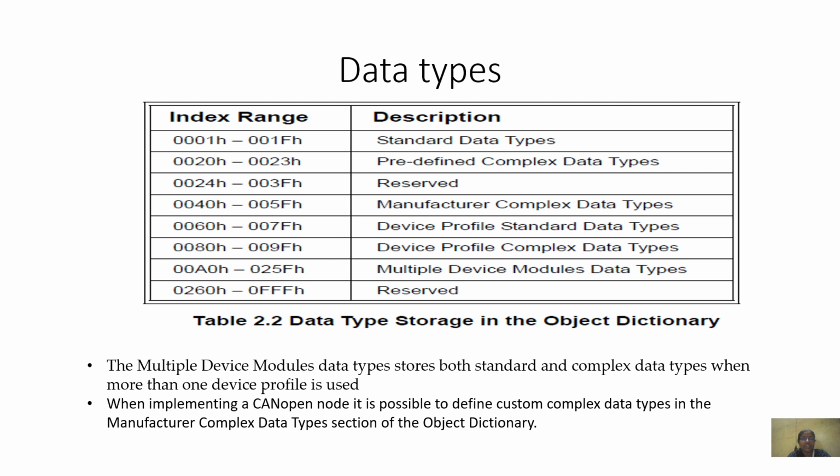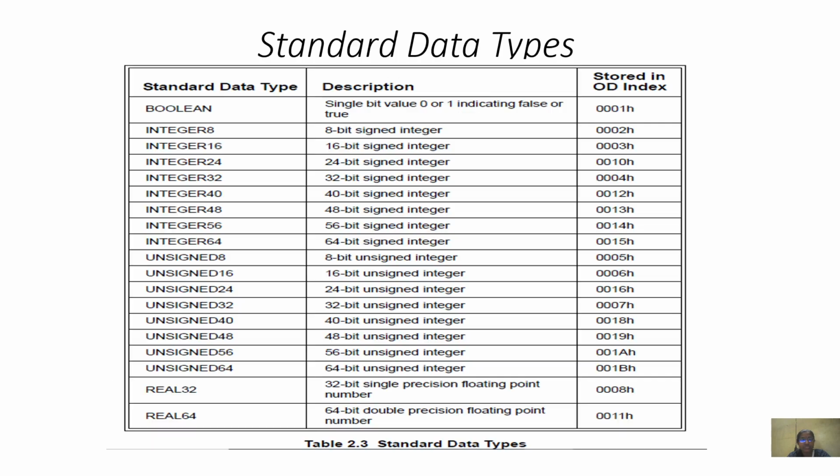Again, it is organized by what type of data. So that is data type storage. 0001 to 001F standard data types. 0020 to 0023 predefined complex data types. 0024 to 003F reserved. 0040 to 005F manufacturer complex data types. 0060 to 007F device profile standard data types. 0080 to 009F device profile complex data types. And 00A0 to 025F multiple device modules data type.